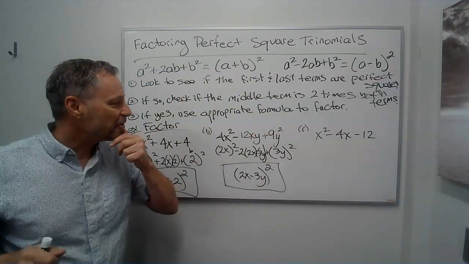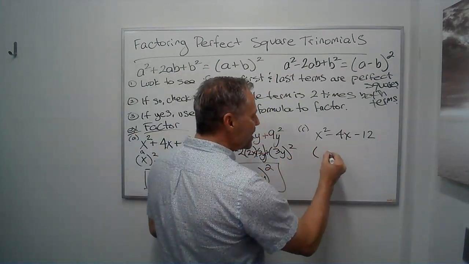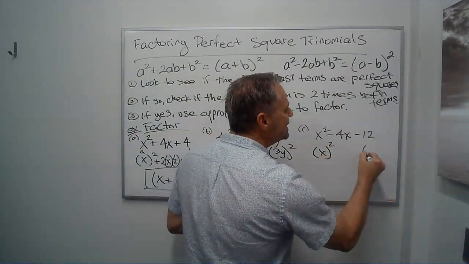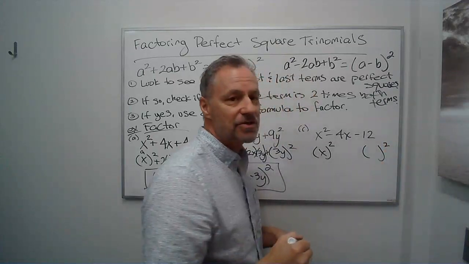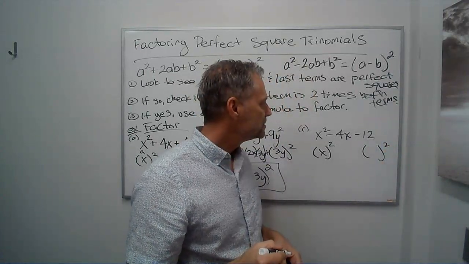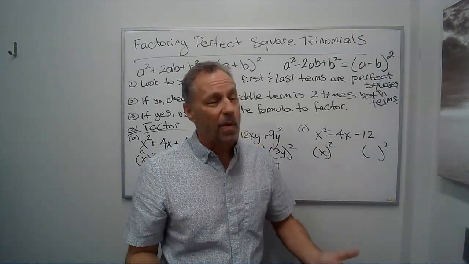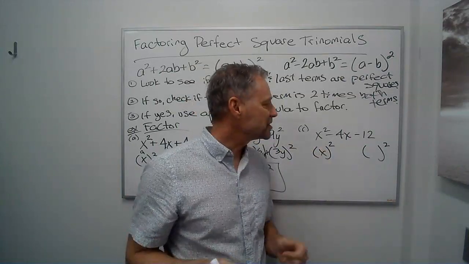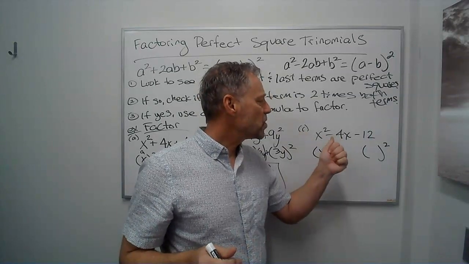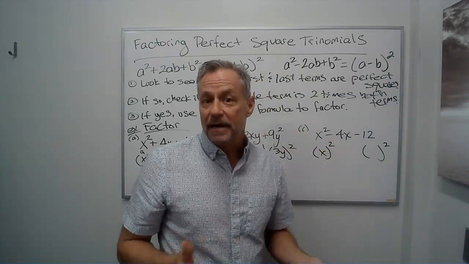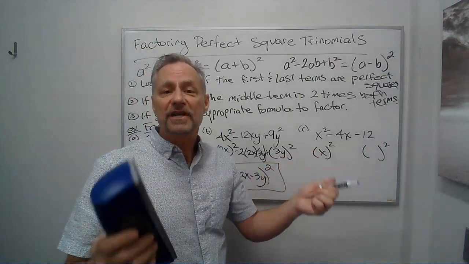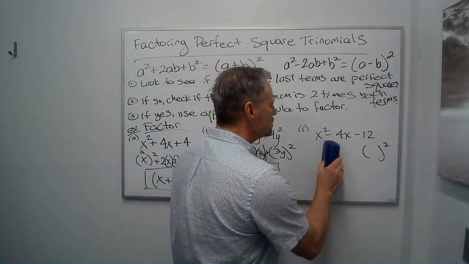One more example. Is this something squared? Yes. Is this something squared? No. 12 is not a nice square. It's the square root of 12 squared, but we want rational numbers, not irrational numbers. So I can't factor this one by doing it. It's not a perfect square trinomial.